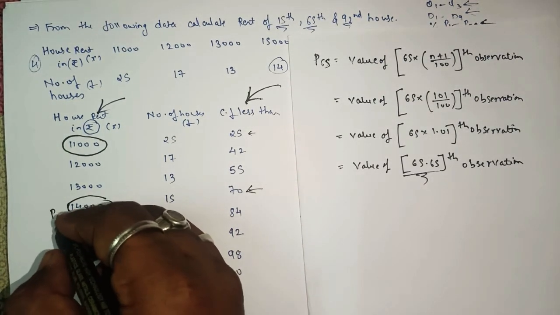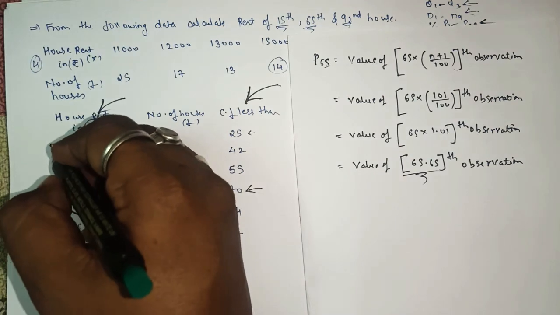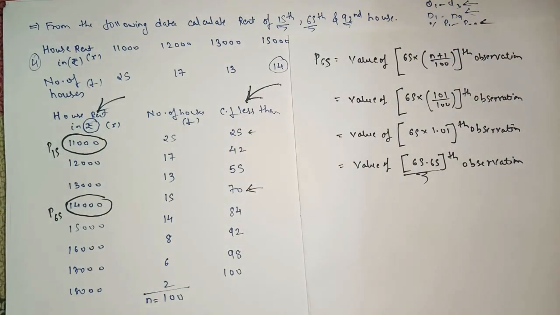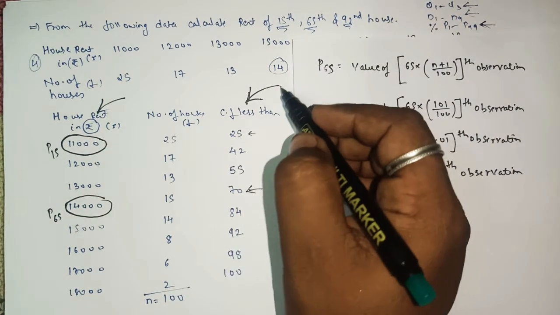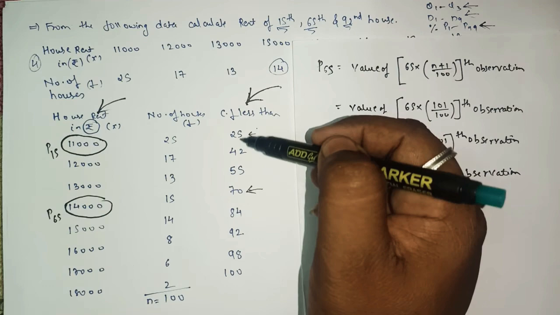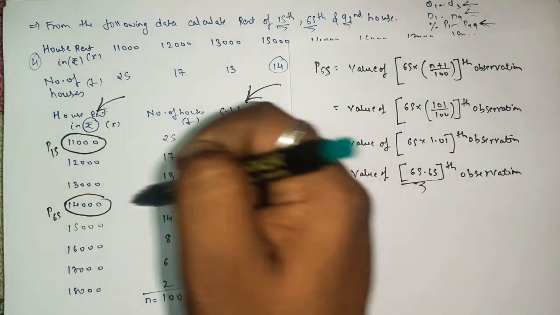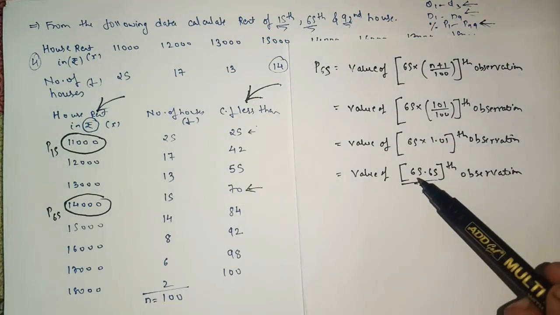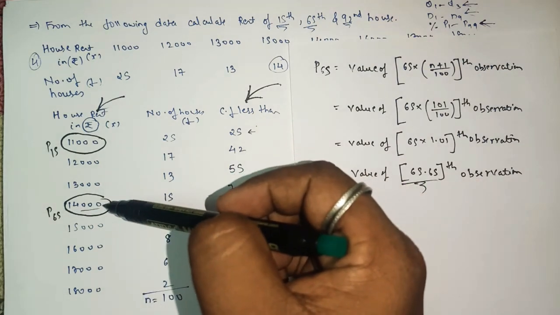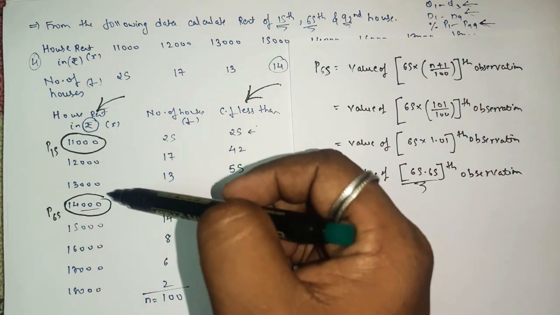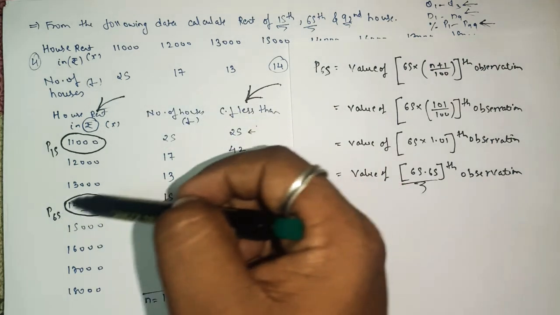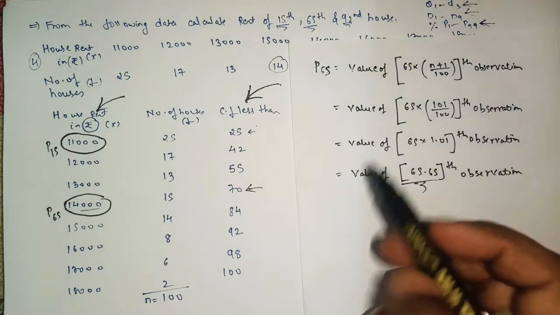for P65. So this was the answer for P15, and this will be the answer for P65. Just by referring to the cumulative frequency column, see in which row it lies. So this 65.65 lies in this row. Where does your answer lie? It lies in the first column. So this number is the answer for P65.